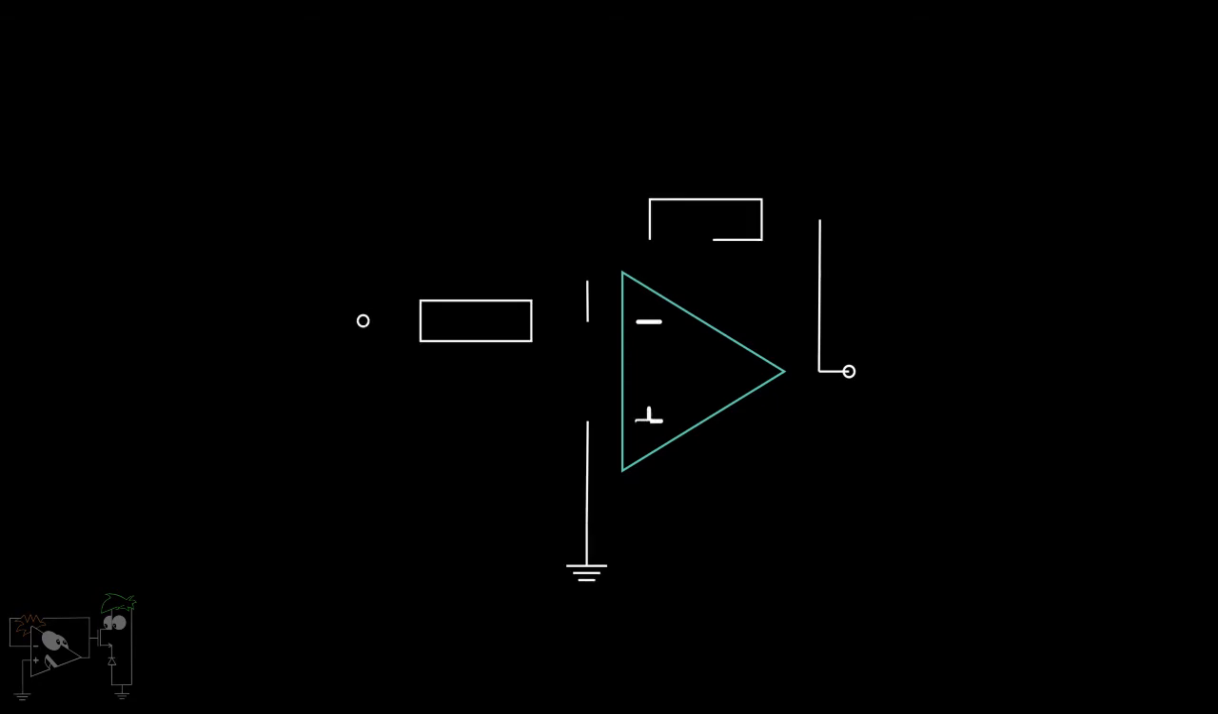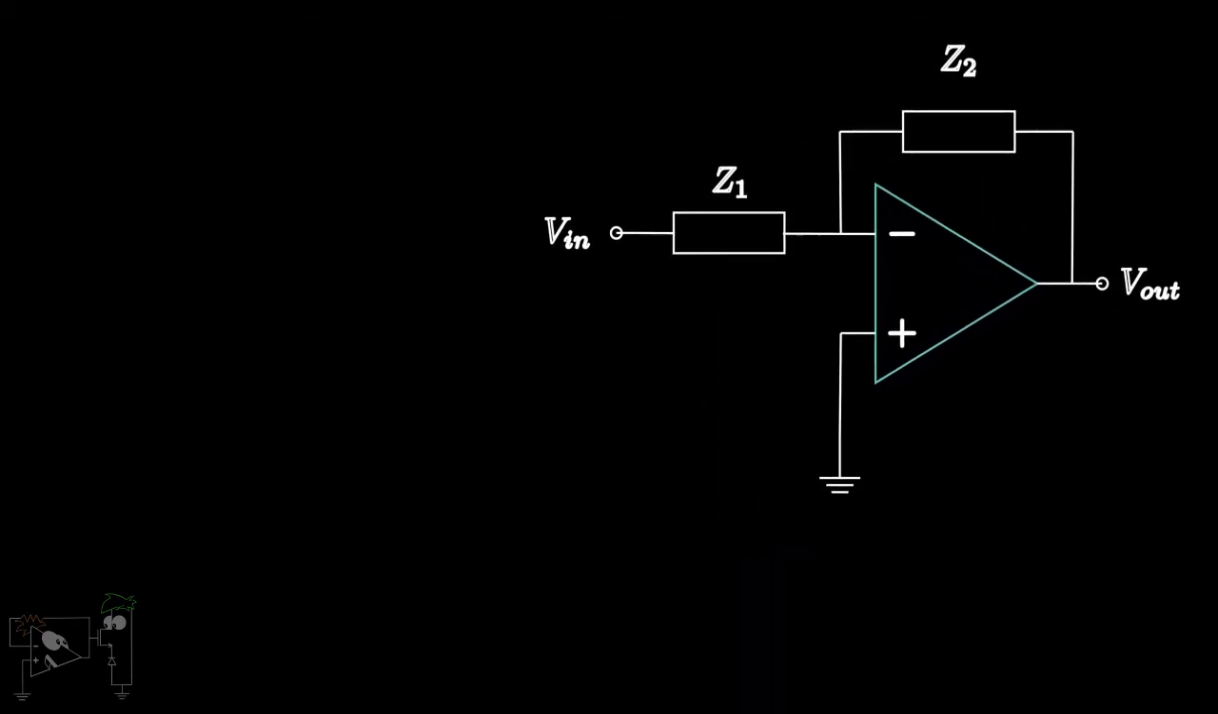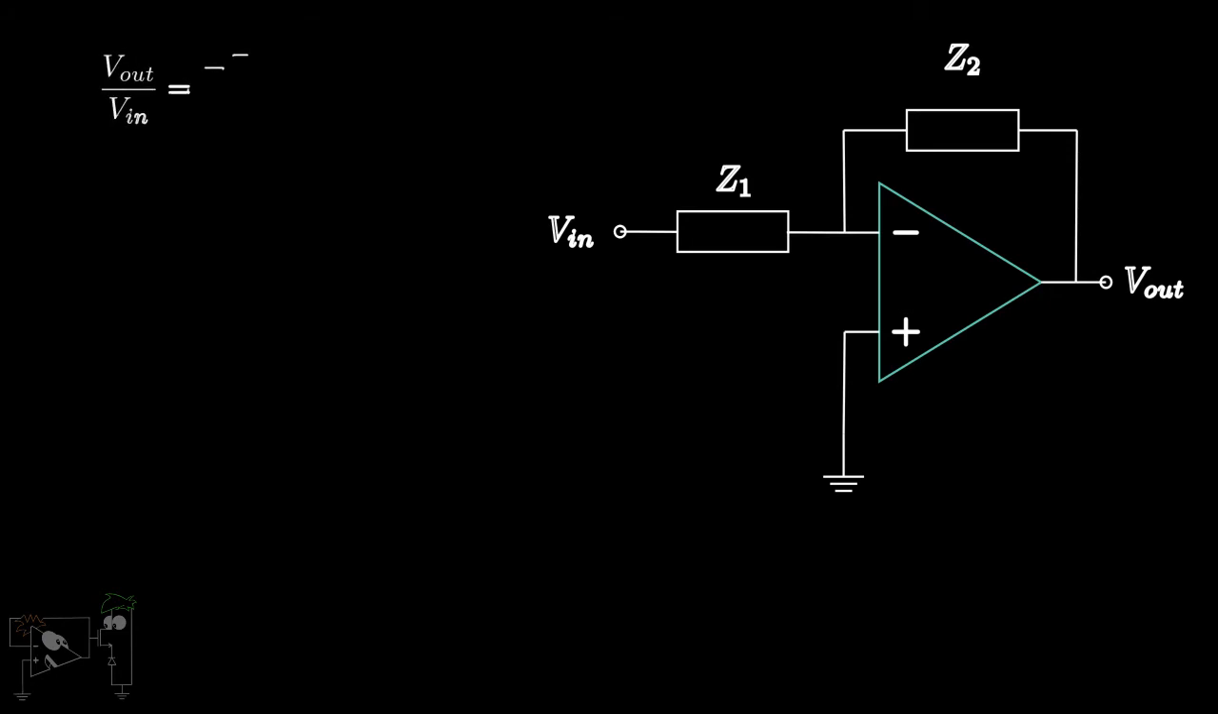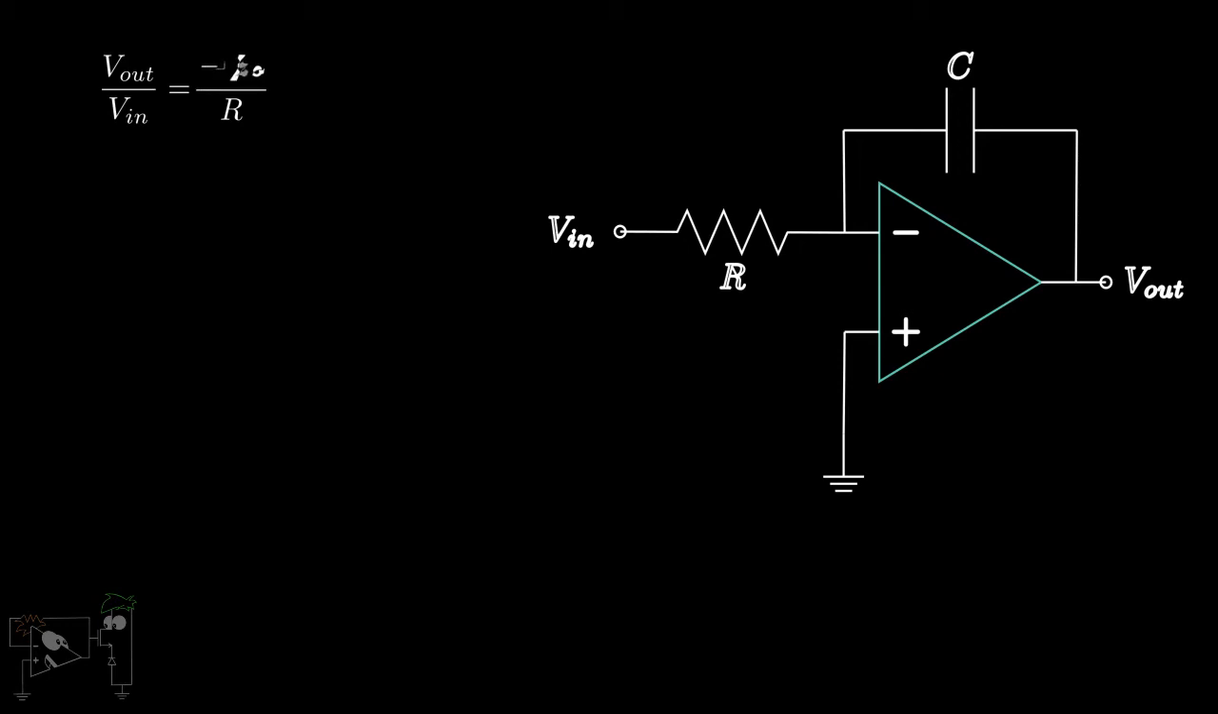Consider an inverting amplifier, in which we replace the resistors R1 and R2 by general impedances, Z1 and Z2. Then with an analysis similar to the original circuit, we get Vout upon Vn is equal to minus Z2 upon Z1. For the integrator, Z1 is a resistor of value R. Z2 is the impedance of a capacitor, which has the value 1 by sC. Hence, Vout is equal to minus 1 by sC upon R, into Vn. That is, minus 1 by sRC into Vn.